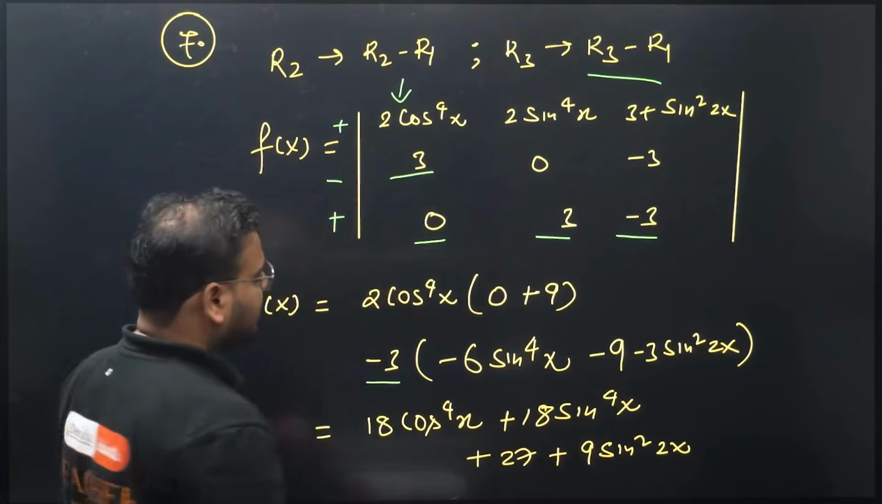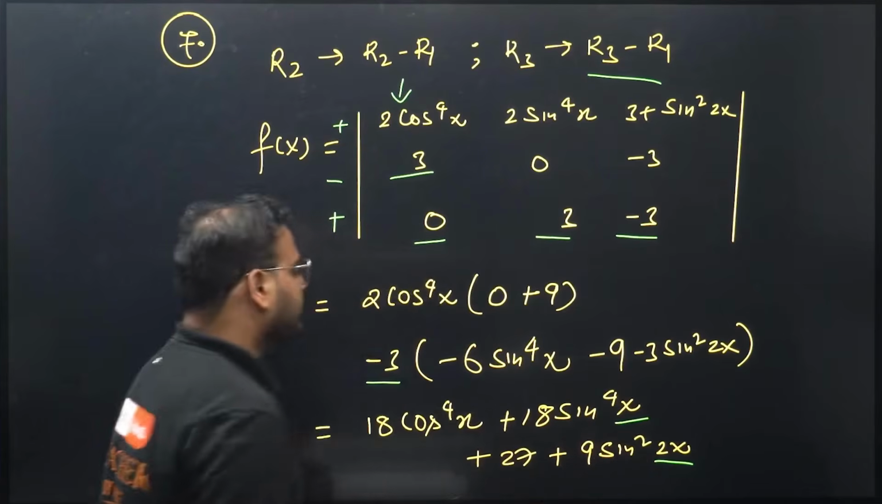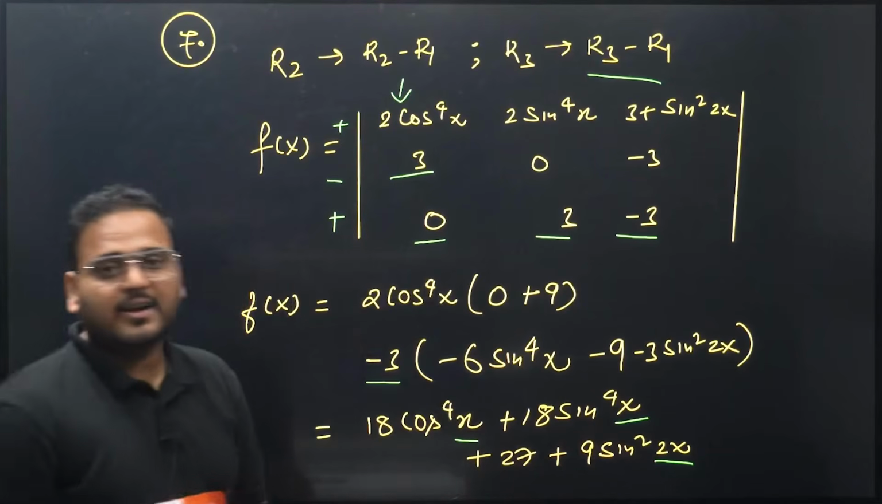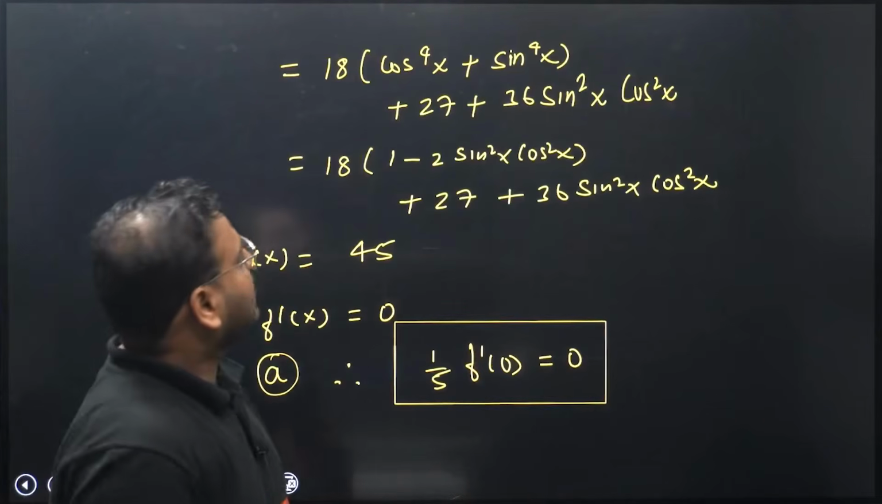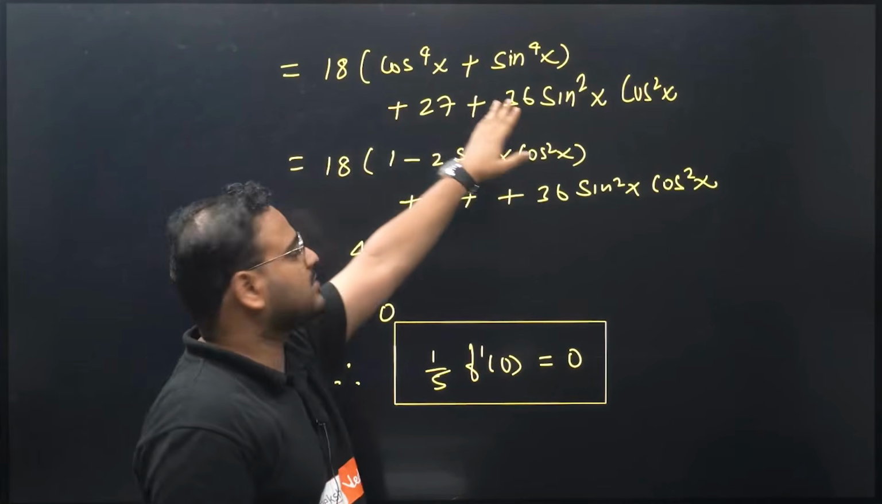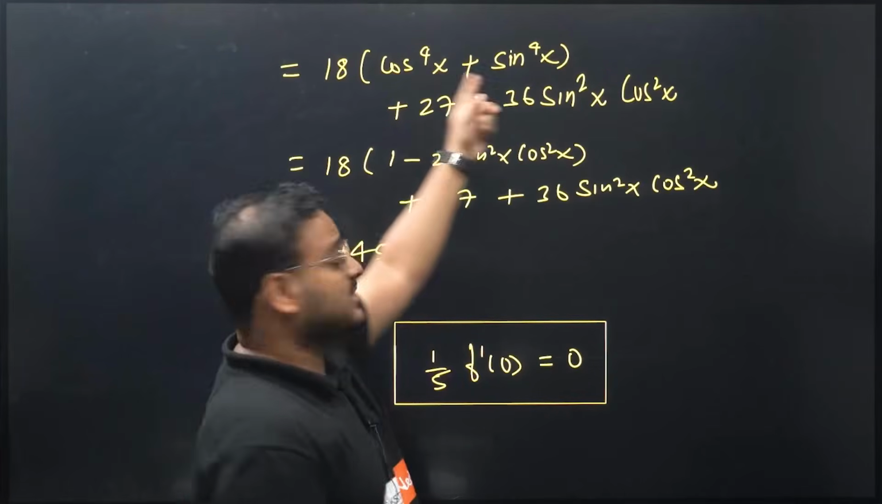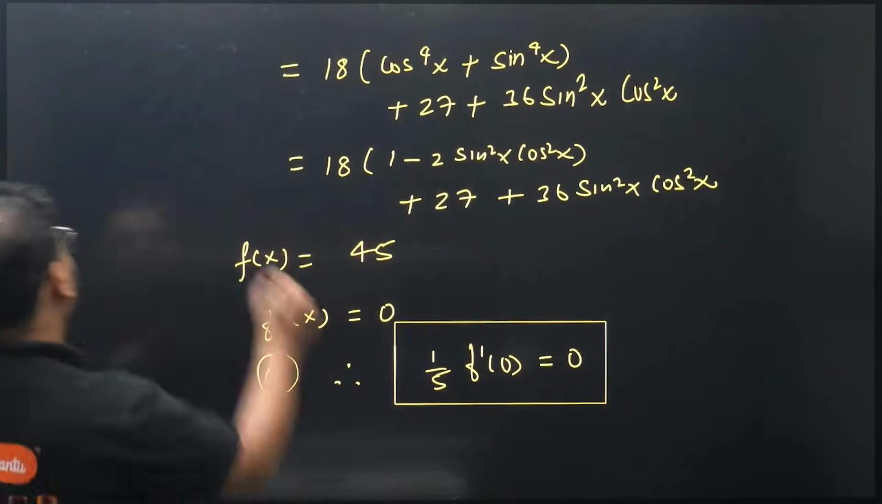There is a difference in the angle. Here we have 2x. Here we have x. Okay. Alright, let's continue. So as you can see, 18 was common from the first two terms. We can do that: cos power 4, sin power 4. It is not 1. Don't think of the property. That is for cos square and sin square.